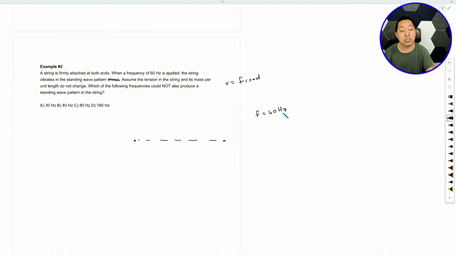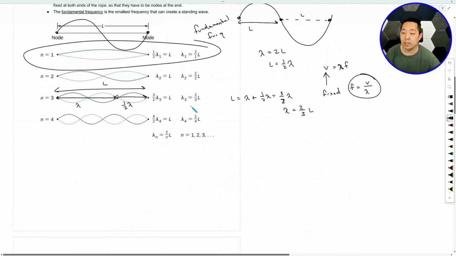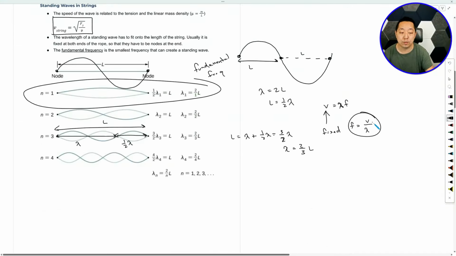Now here, what we're trying to learn in this problem is how does the frequency change? So you could say, okay, you don't know what harmonic this is going to be, but you do know that there are certain multiples that it could be. So for example, if we go back to this pattern, if we look at our frequency, frequency is velocity over the wavelength.